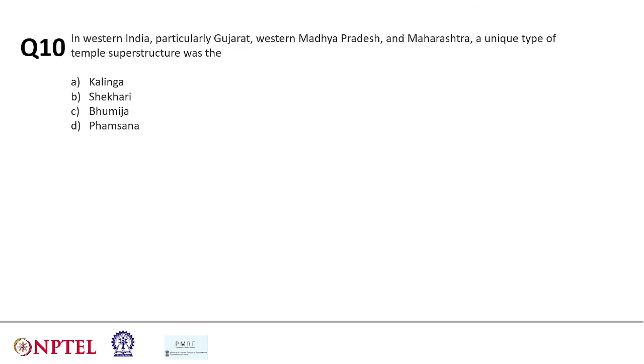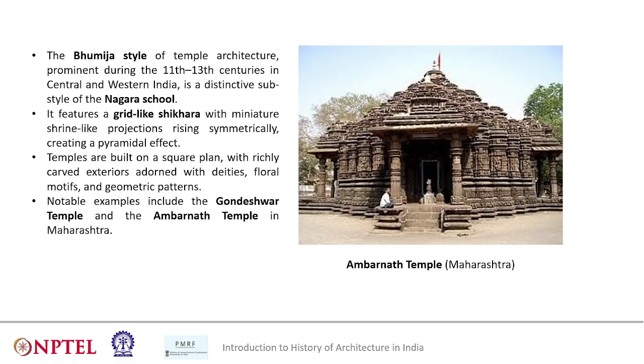Now the next question, number 10: in Western India, particularly Gujarat, Western Madhya Pradesh and Maharashtra, a unique type of temple superstructure was which one? Kalinga, Shikhari, Bhumija or Phamsana? Is it Bhumija? Yes, it's Bhumija, absolutely correct.